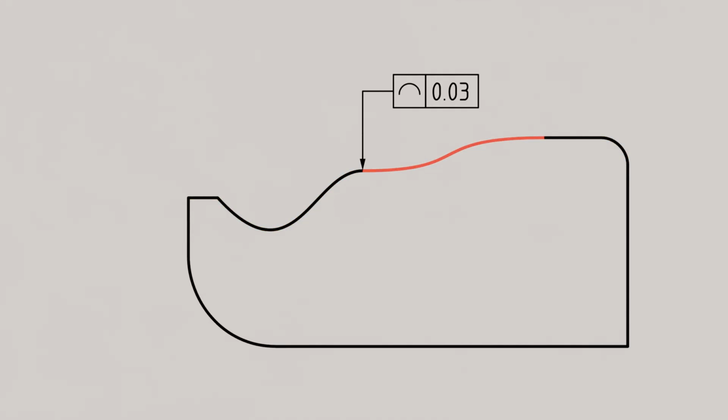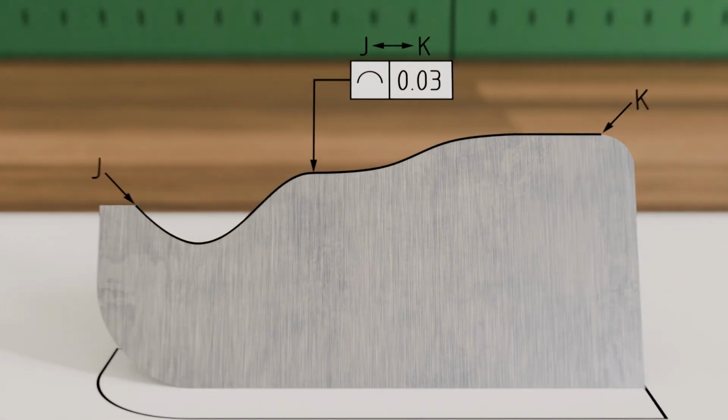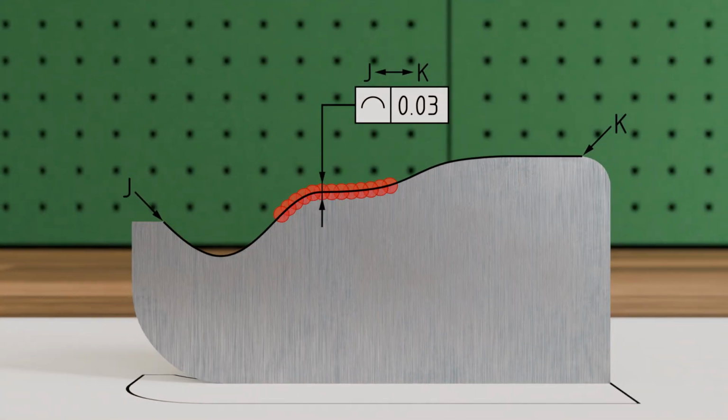To precisely indicate which section of the line belongs to the tolerated geometric feature, it is therefore marked with two arrows and corresponding letters. Since there can be multiple line profile tolerances in a drawing, the corresponding letters are indicated above the tolerance frame separated by a double arrow. The tolerance zone can be imagined as an infinite number of circles whose diameters correspond to the form tolerance value and whose centers lie on the ideal geometry. The overlay of these circles then forms the form tolerance zone.